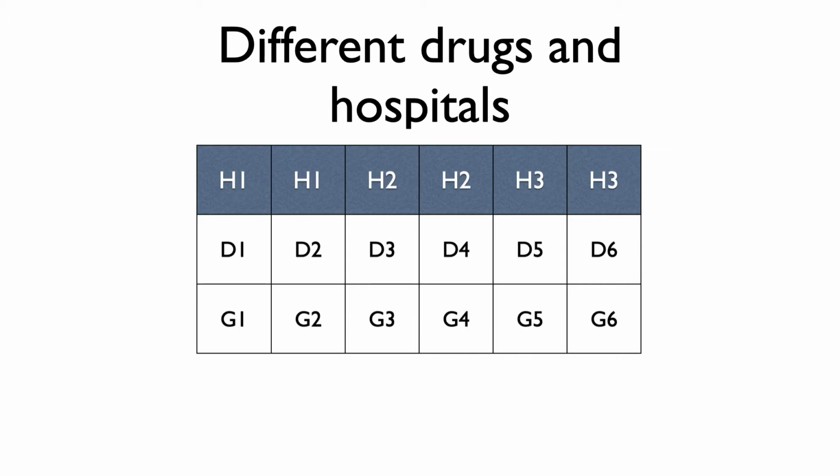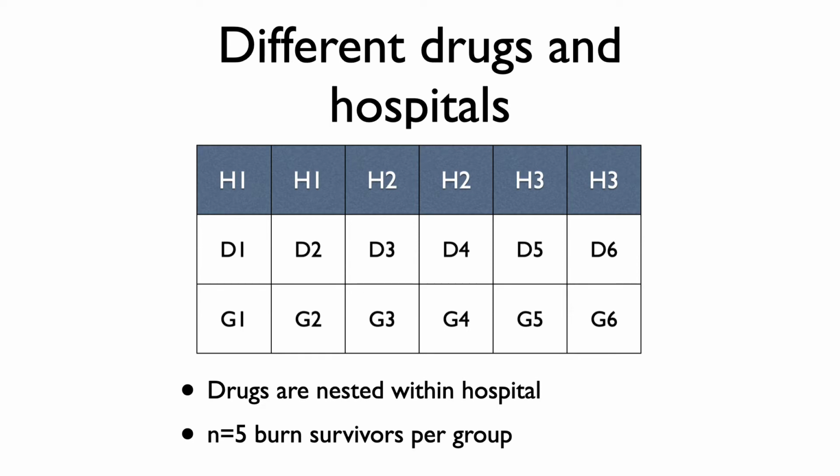Okay. We have 3 hospitals. Like I said, this is a real design. This actually happened. And we have 6 drugs. And these are pain reduction drugs for people that were burn survivors, severe burn survivors, people getting skin grafts. So there were 5 burn survivors in each group, 1 to 6. There are 3 hospitals, and there are 6 drugs.